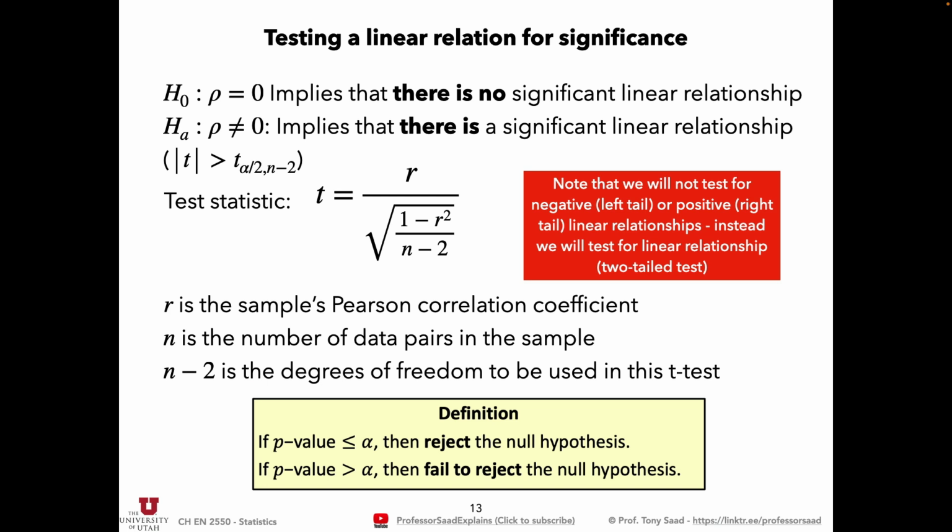Now, when we see a not equal to in a hypothesis test, this immediately implies a two-tailed test where alpha over 2 is in the left tail and alpha over 2 is in the right tail. And you can do a p-value analysis, or you can do a rejection region.